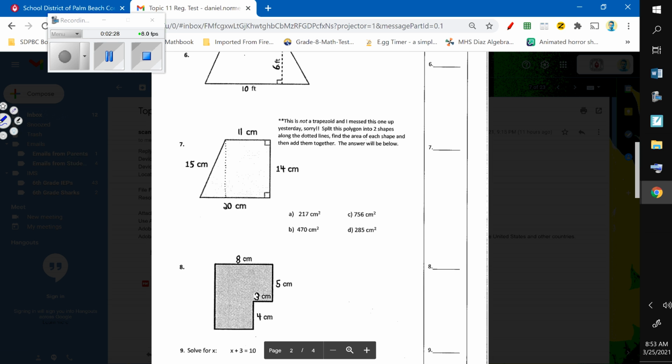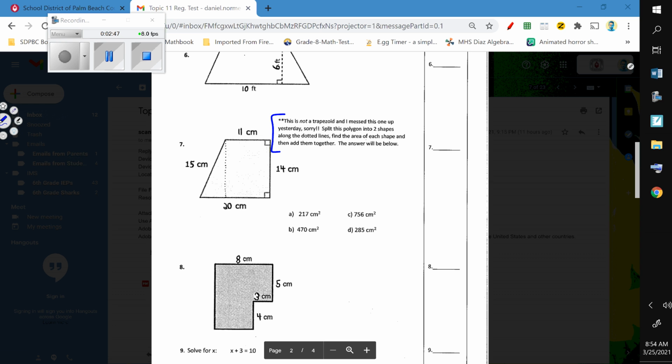Number seven, I kind of messed up yesterday. I'm sorry about that. So let me read this out loud. This is not a trapezoid, and I messed this one up yesterday. I'm sorry. Split this polygon into two shapes along these dotted lines. Find the area of each shape and then add them together.